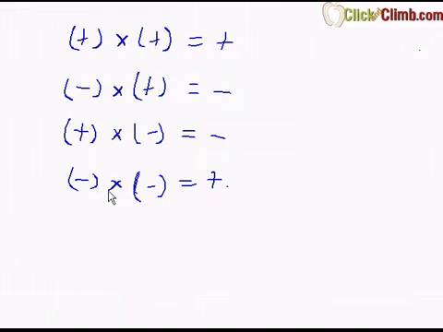And when I have an even number of negatives, like in this fourth example, where I have two negatives, and 2 is an even number, so when I have 2 or 4 or 6 or any even number of negative signs, the answer is always going to be positive. This is the simplest way to remember how to multiply the integers. We will be doing more on these in our coming sessions. Thank you.